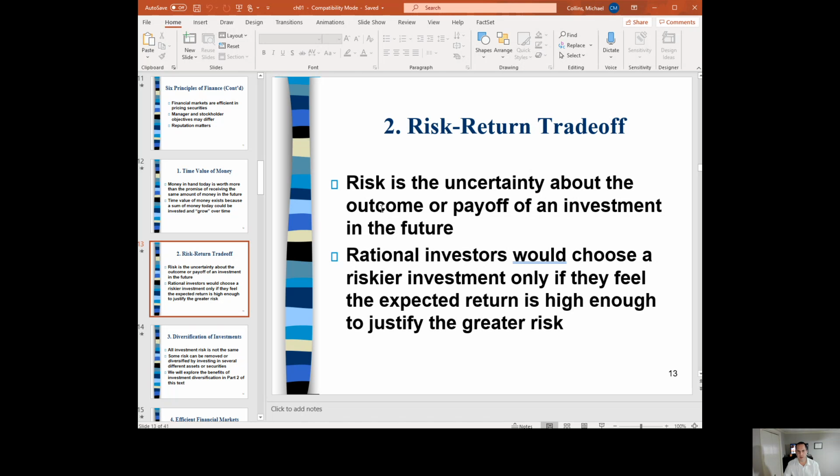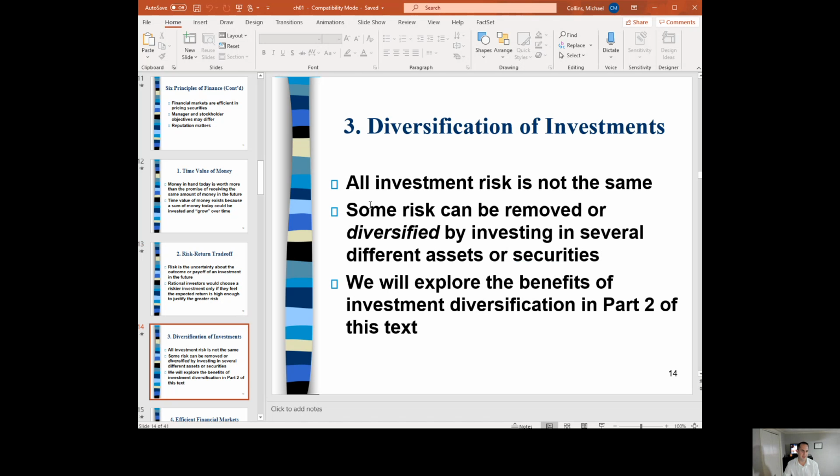Now, take another stock, General Mills. They make cereal and dog food. We would have a smaller band of expected returns because we would expect cereal consumption to probably grow with population growth, and we wouldn't expect too much variability in that population growth. So that would just be one example there.